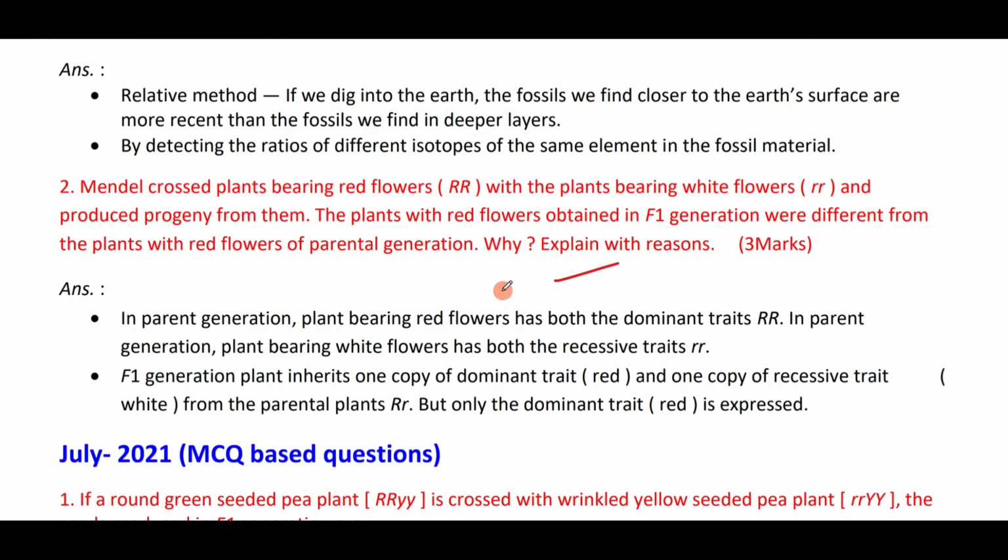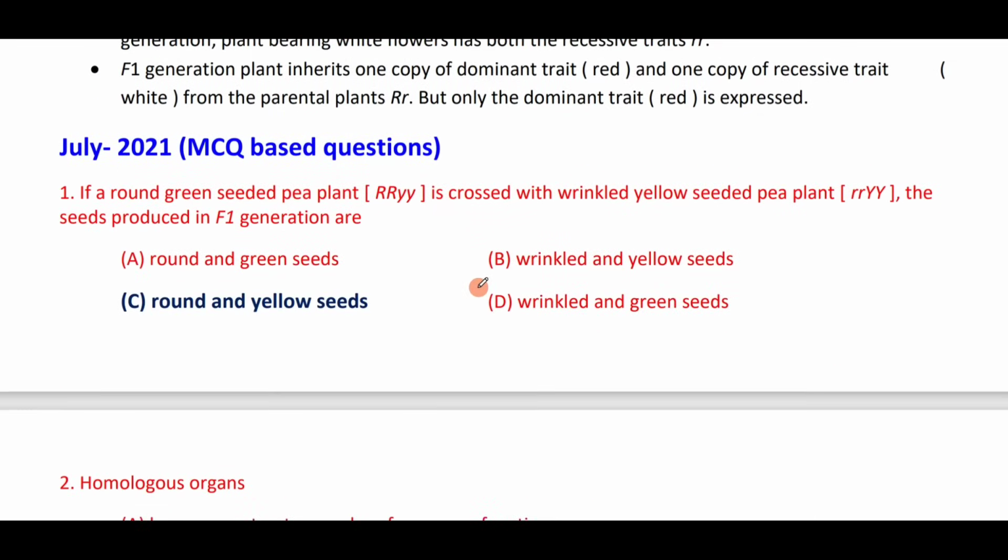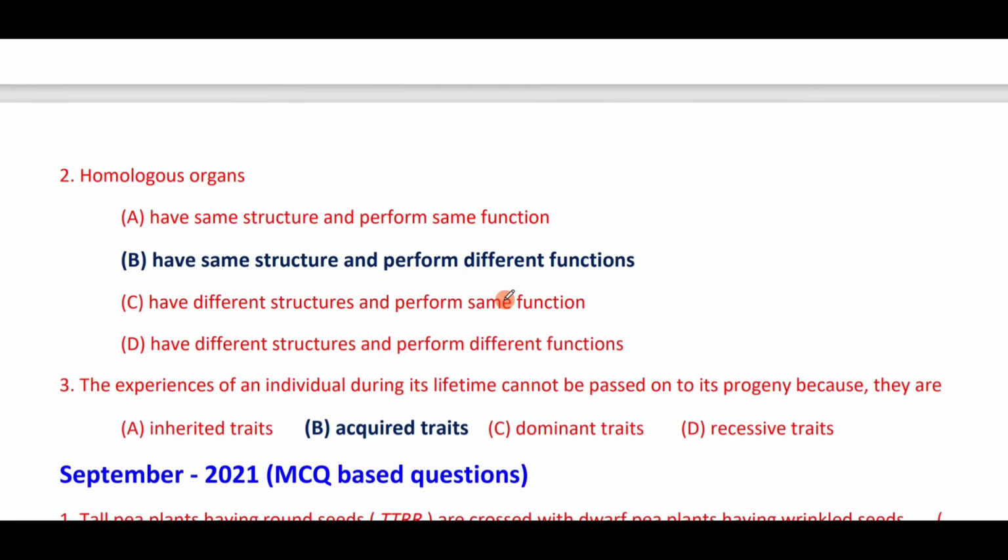Dihybrid cross experiment, do learn. If a round yellow seeded pea plant is crossed with a wrinkled green seeded pea plant, the seeds produced in the F1 generation are round and yellow because they are dominant. Homologous organs have the same structure but perform different functions.